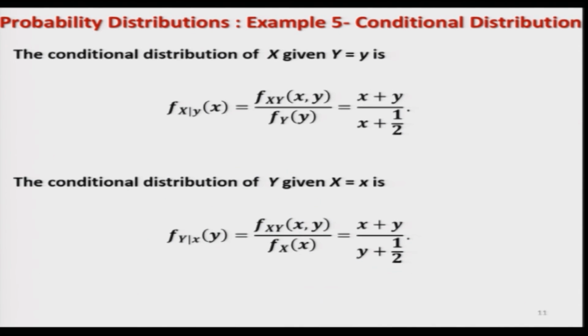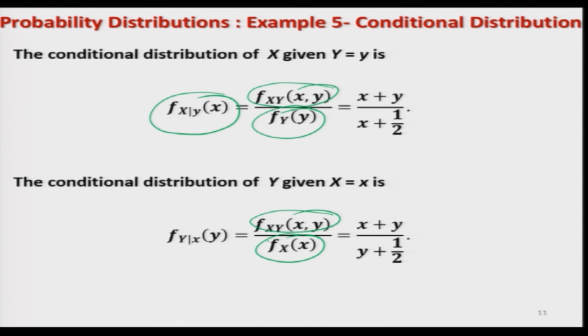Now, once you have obtained the marginals from the joint PDF, you can very easily compute the conditional distributions also. So, we compute the conditional distribution of x given y and y given x. The conditional distribution of x given y is simply the joint PDF divided by the marginal of y, and the conditional distribution of y given x is simply the joint PDF divided by the marginal of x. If you substitute the values, you get these two conditional distributions.